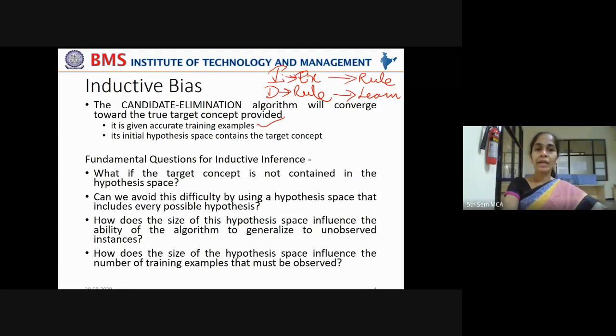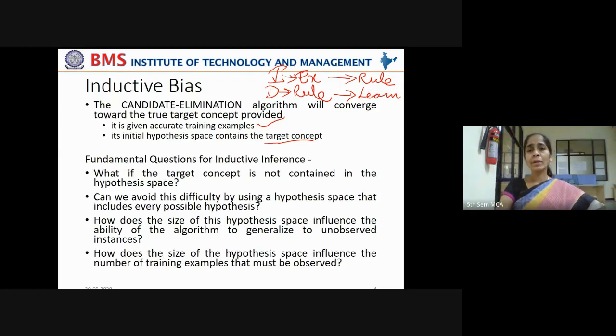Now, one more: its initial hypothesis space contains the target concept. Remember, the initial hypothesis space that is being used by the candidate elimination algorithm should contain the target concept. Only then will it be able to converge to a point where it contains all the hypotheses that are consistent with the training examples, that apply to all the training examples.